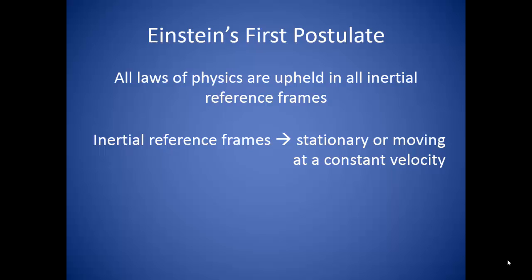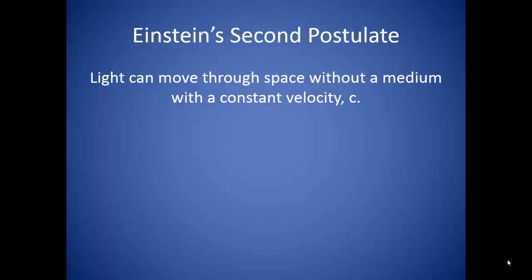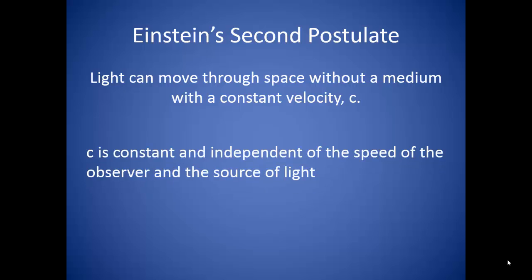Einstein's second postulate states that light can move through space and does not need a medium to do it. This velocity is constant and does not depend on the source of light or the speed of the observer. So the speed of light is constant and independent of the speed of the observer and the source of light. So no matter where that light comes from, or where you are, or how you are moving, the speed of light is constant. These two postulates served as the basis for special relativity.